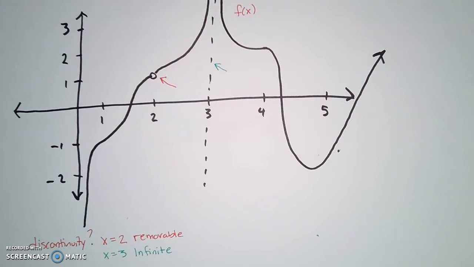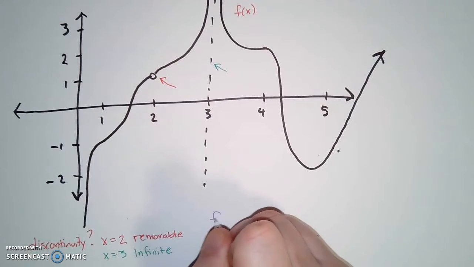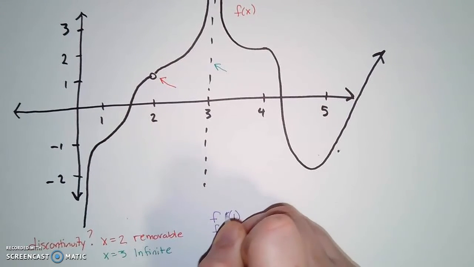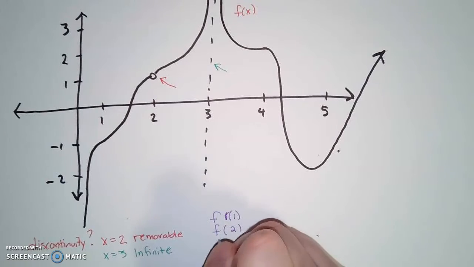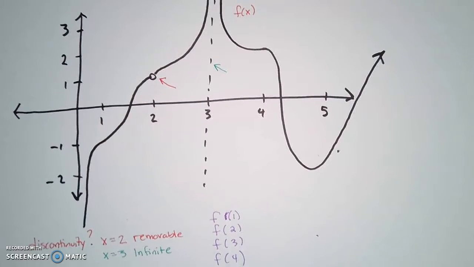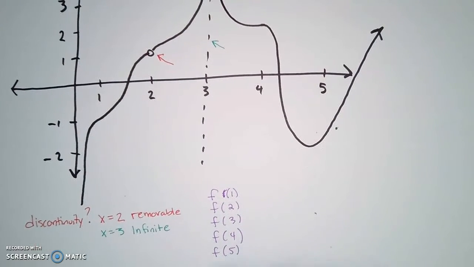Okay, so what does this mean in terms of values of the graph? So I'm going to write down a couple of f values. F of 1, oh, parentheses, f of 2, f of 3, f of 4, and f of 5. And these are going to be the values of the graphs at those particular spots.